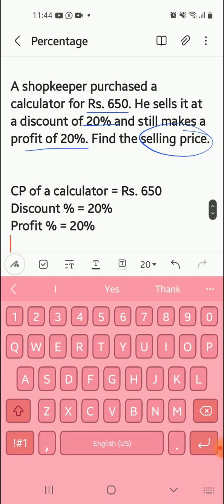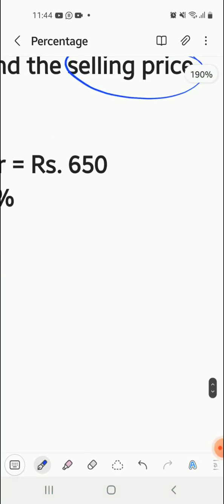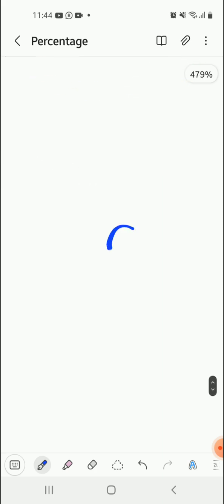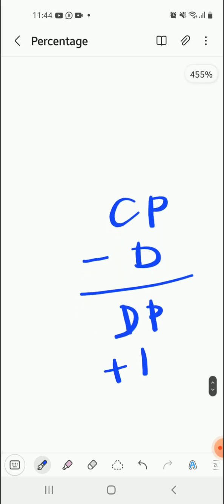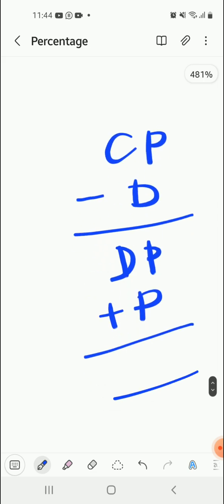We need to find out the selling price. So we need to first understand one thing, that the price of the calculator was 650. From here we deducted the discount, so we get the discounted price. Now on this discounted price, we should take 20% profit. So we need to add the profit percentage and that is how we get the selling price. So this is basically what is to be done.